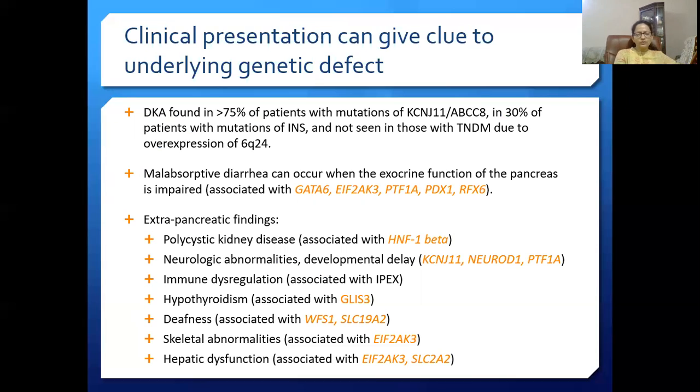Immune dysregulation, we already discussed this one. It is associated with IPEX, hypothyroidism with GLIS3, deafness with Wolfram syndrome and SLC19A2, and skeletal abnormalities associated with Wolcott-Rallison, hepatic dysfunction with Wolcott-Rallison, and Fanconi-Bickel.